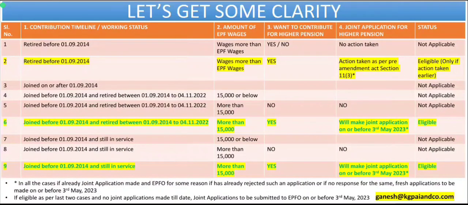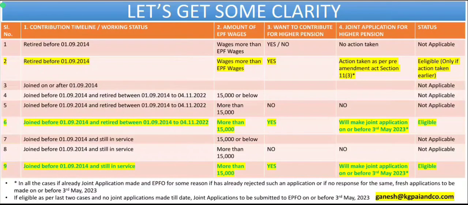The 9th and last case: the employee joined before the Amendment Act and is still in service, has a higher PF salary and is interested in going for a higher pension, and hence will make a joint application before 3rd May 2023. He is also eligible to go for a higher pension. In a nutshell, under scenarios 2, 6 and 9, an employee is eligible to go for the higher pension scheme. But remember, making a joint application before 3rd May 2023 is very important.